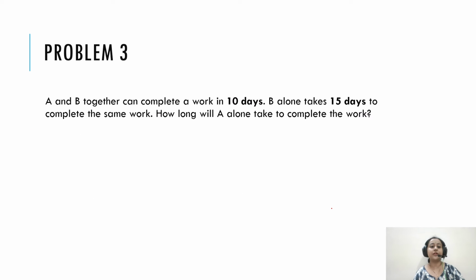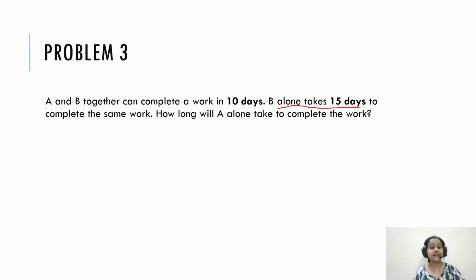Let's move to the next problem. Problem 3 says that A and B working together complete a work in 10 days. B alone takes 15 days to complete the same work. How long will A alone take to complete the work? Now here, how much time B will take is given, but how much A can alone complete the work is not given. That you have to find out.